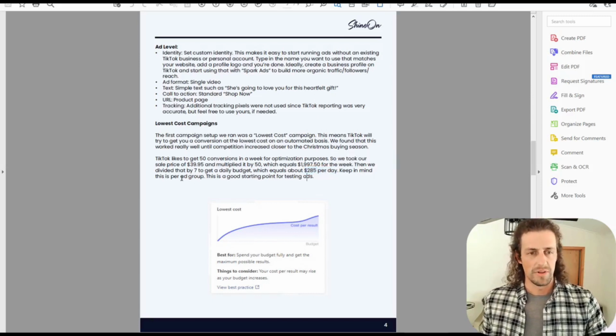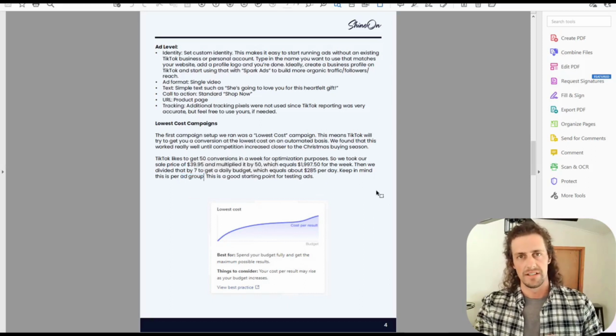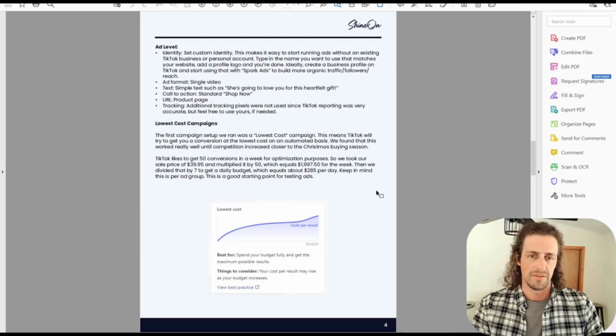And again, that's at the ad group level. And that was kind of a starting point for us when we were testing the ads. And again, it doesn't mean you have to spend $285 per day for the whole week. You may not even spend it for the day that you're running it, but it's a starting point to try to ensure that you get to that point of 50 conversions if it is a campaign that's showing promise and that you're going to keep running.